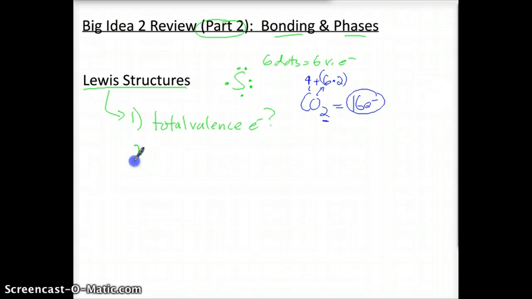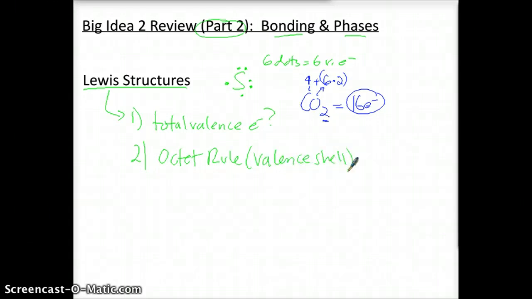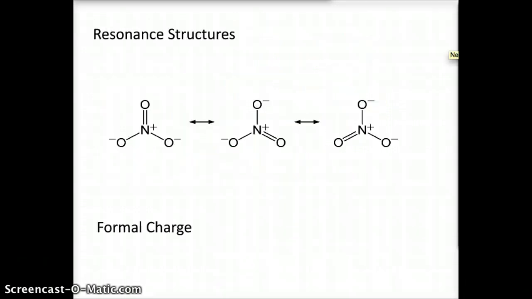So your final structure better have 16 valence electrons in it. The second thing that you need to check for is the octet rule. Or another way of saying that is a full valence shell. Does each atom have a full valence shell? However, there are a few exceptions to the octet rule.